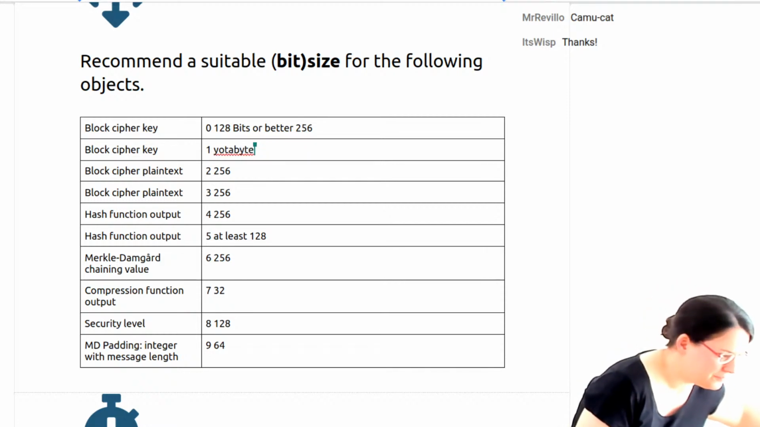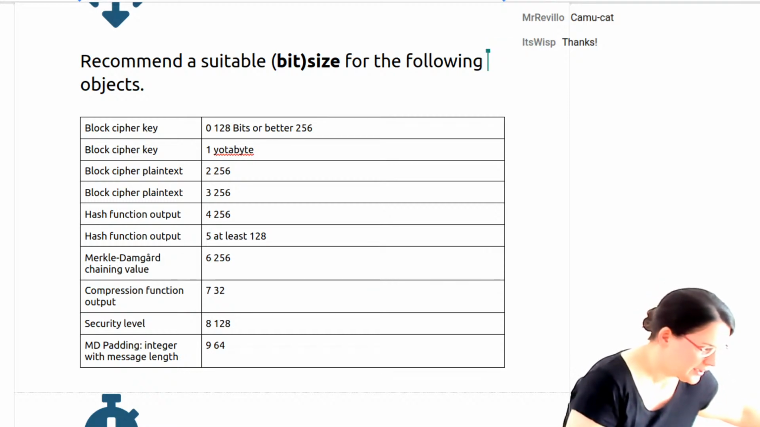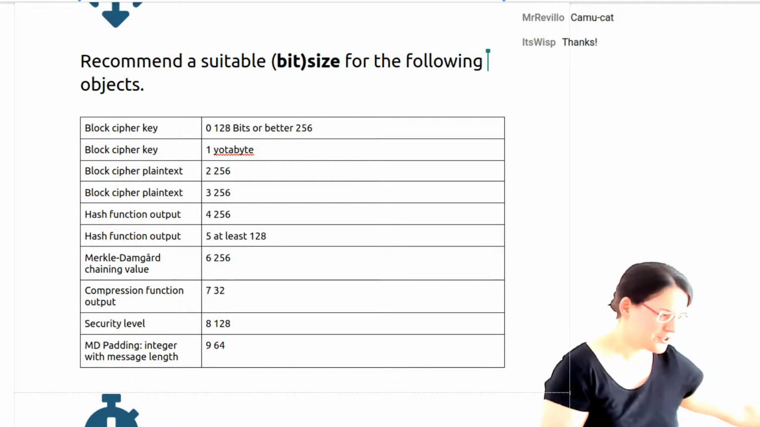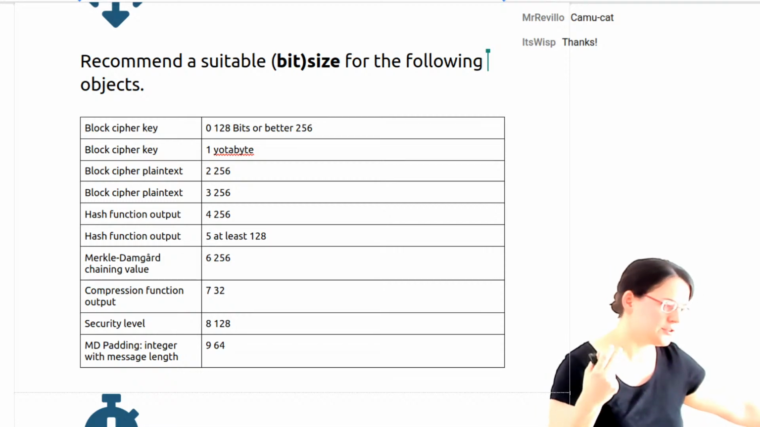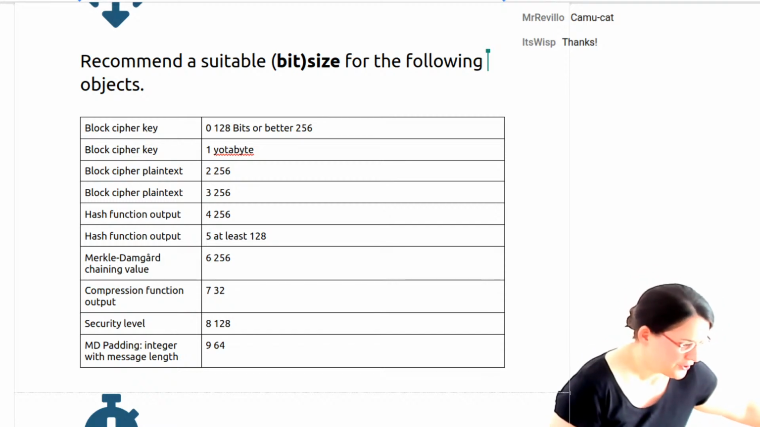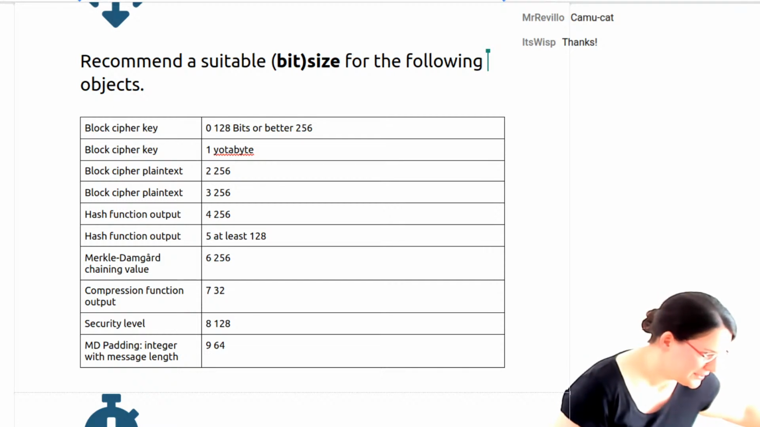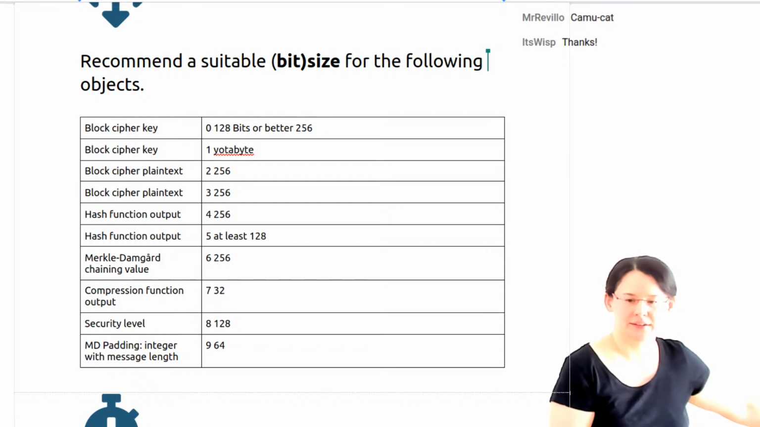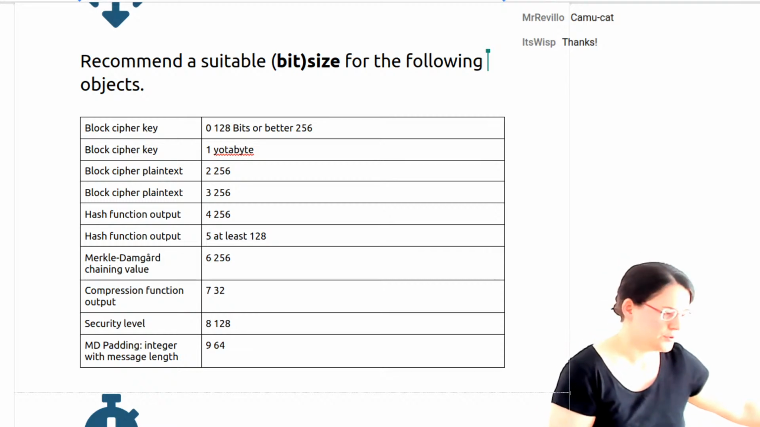Then we have Merkle-Damgård chaining value, 256, absolutely correct. Compression function output, 32 bits. That is a bit too small because the compression function output is used exactly as the Merkle-Damgård chaining value. So it's like an intermediate hash value. So it must be at least as large as the final hash value to make sense. Security level, 128 sounds great. And padding the integer with the message length. Yes, 64 bits is a good example, and this is what we saw as an example in most Merkle-Damgård ciphers.